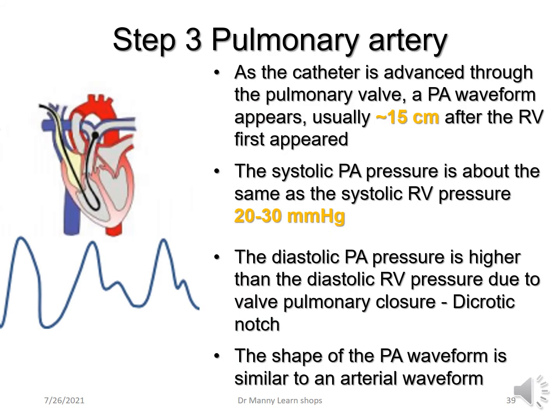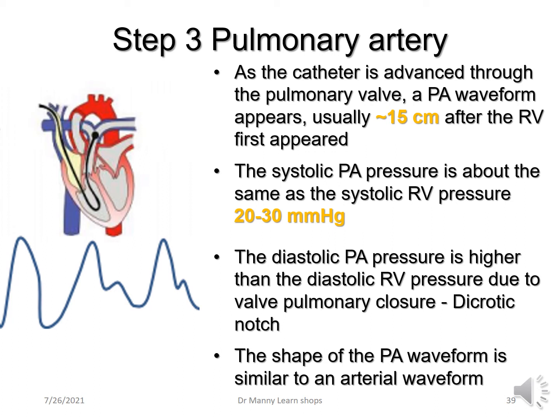Then in step 3, you'll notice as the catheter is advanced through the pulmonary valve, you'll see a pulmonary artery waveform appear, and it's usually approximately 15 centimeters after the right ventricular waveform first appeared. The systolic pulmonary artery pressure is about the same as the systolic right ventricular pressure, 20 to 30 millimeters of mercury, but the diastolic pressure is higher than the diastolic right ventricular pressure because of pulmonary valve closure. And this is the dicrotic notch that you'll see.